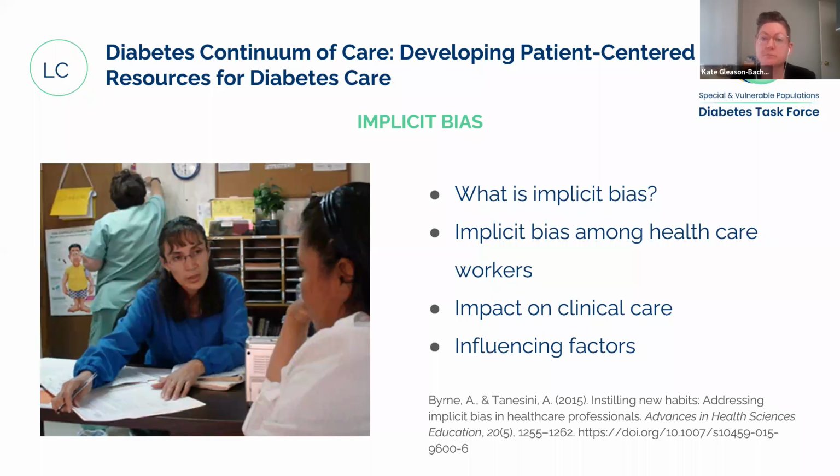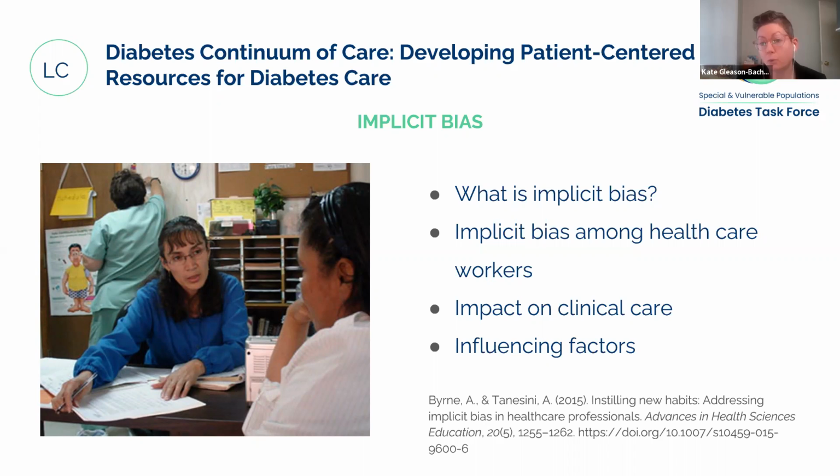So in terms of implicit bias, again, this is what is happening in the background. These are assumptions that are made. It influences the decisions that we make for patients that we're working with, what we might offer to them. And so these are happening outside of our consciousness.